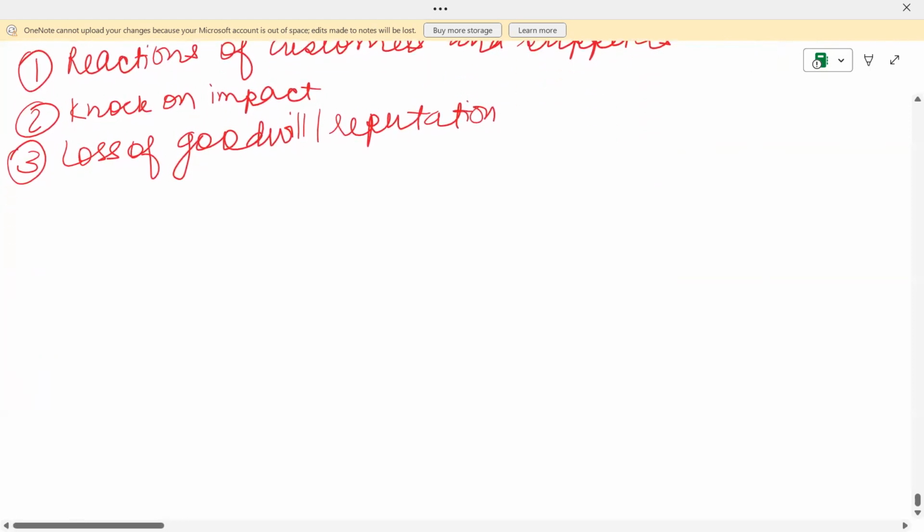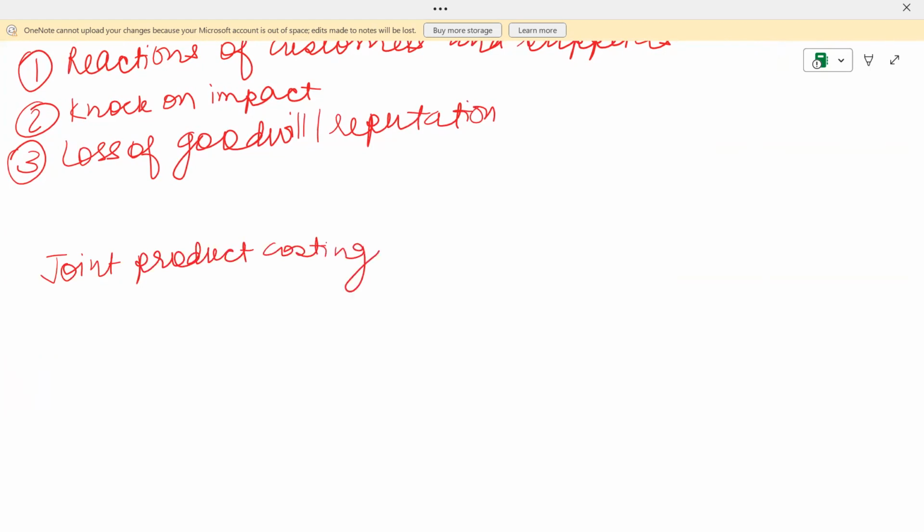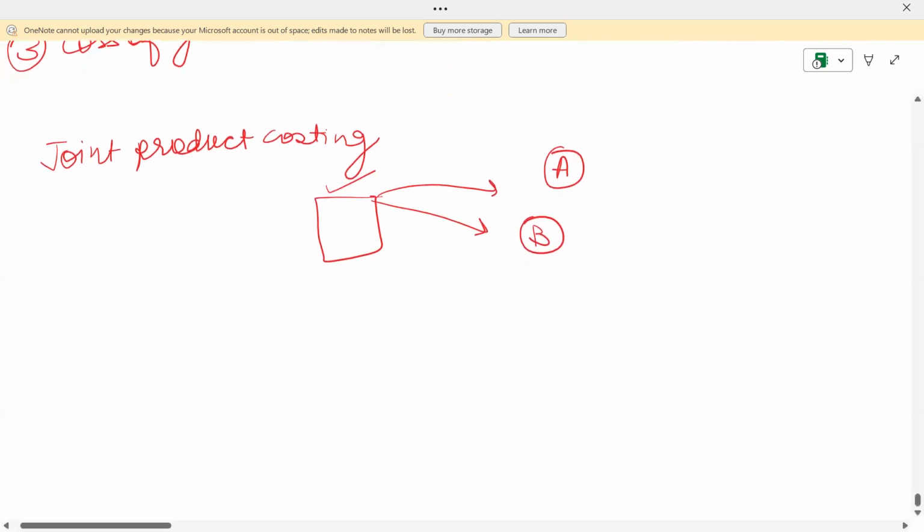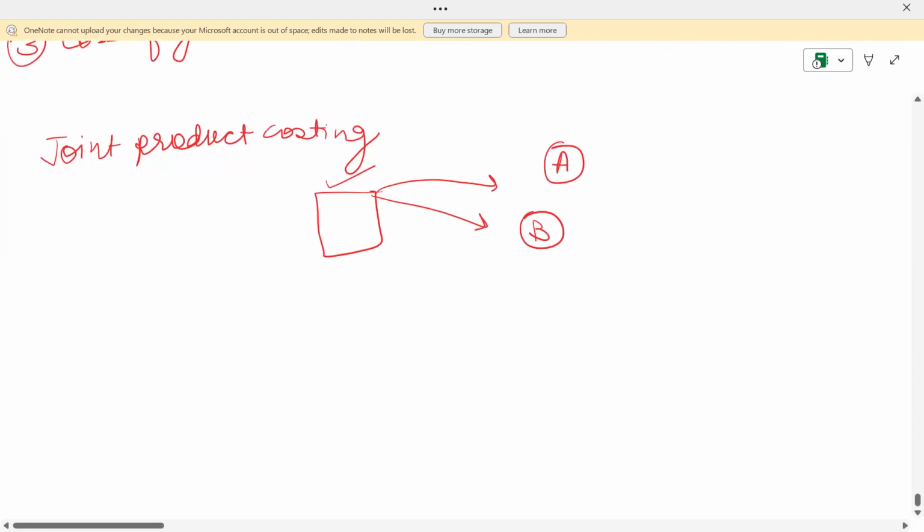Now let's come to the very last topic under this chapter, which talks about joint product costing. Let's first understand what joint products are. Joint products are where the manufacture of one product inevitably results in the manufacture of other products. Probably you are taking a process where the goal was to make A, but because you are running this process, B also gets made. This is what is called joint products.